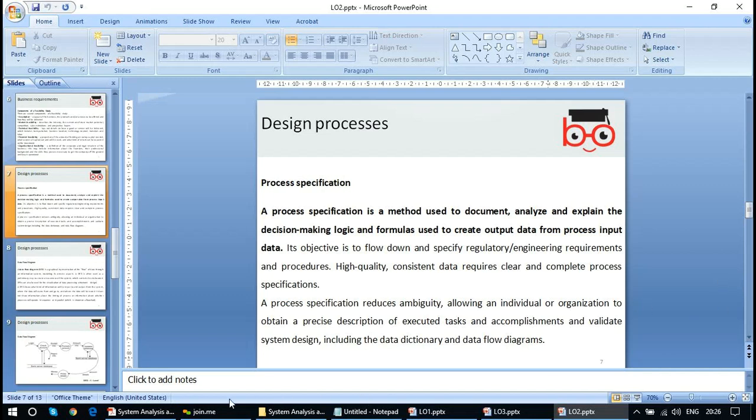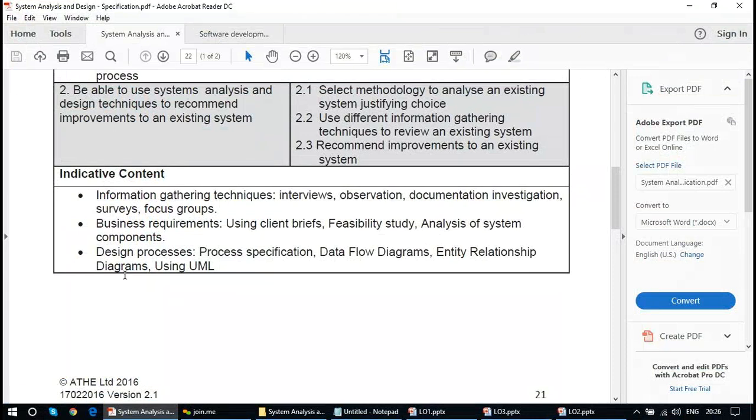So basically the unit itself is trying to let the learners learn the requirements first, that is, how they need to gather the information. Then those requirements need to go through the feasibility study. Is that clear? Then practice creating a design by defining the design process. That can go through diagrams.